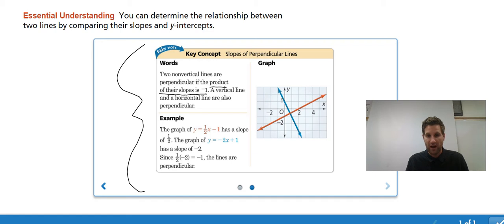So 1/2 and -2. They're opposites. One's positive, one's negative, and they're also reciprocals, right? 1/2 and 2. If you flipped it, we would get it. You could also show the multiplication: 1/2 times -2 would equal -1. Let's go ahead and see how we can use this within the context of graphing.